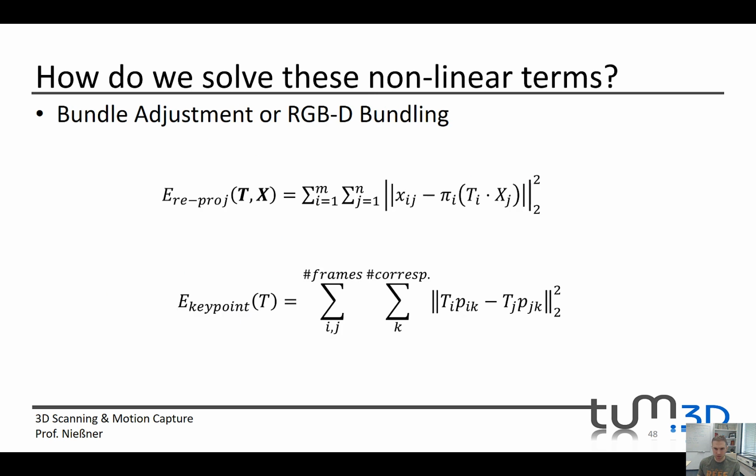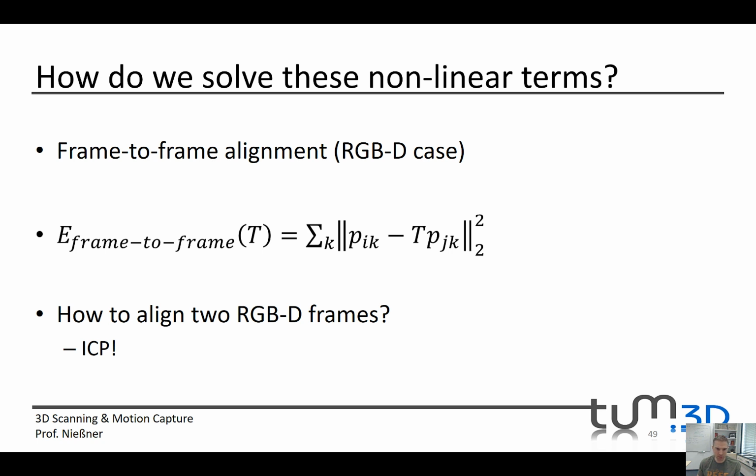Good. So now we should know how to solve these nonlinear terms, right? We should know how bundle adjustment and RGB bundling methods should work. We also should know in the RGBD case how we do frame-to-frame alignment, right? If you only have one frame pair, we should be able to align that. We will talk a little bit in the next lectures about ICP and these kinds of things, like iterative closest point. This is one of the next things we're going to talk about, but I think right now you should have a solid math background that we can solve most of these problems.